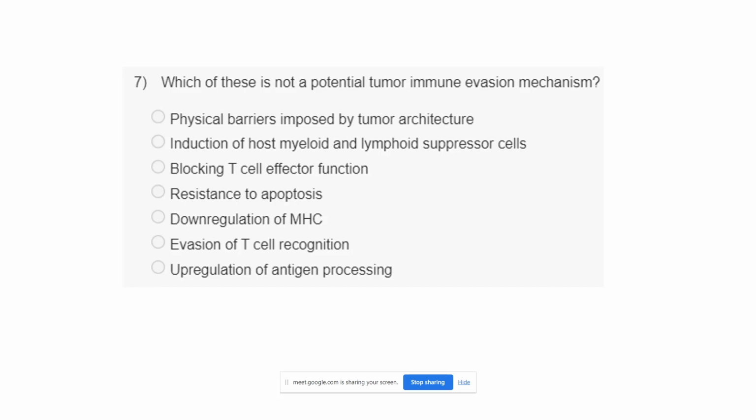What about others? Last two options, ma'am, I think so. Last two options. I think so. Okay. Last option. Okay. Anyone else would like to answer? Evasion of T cell recognition. Okay.